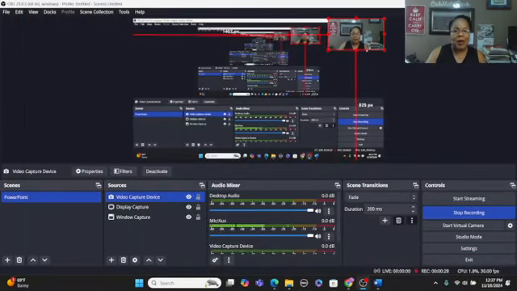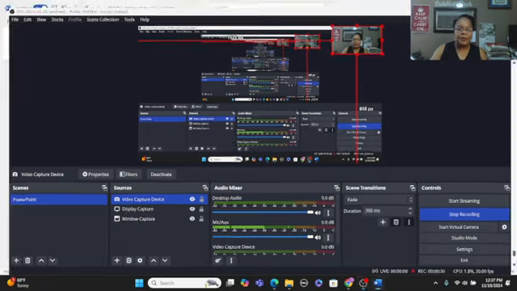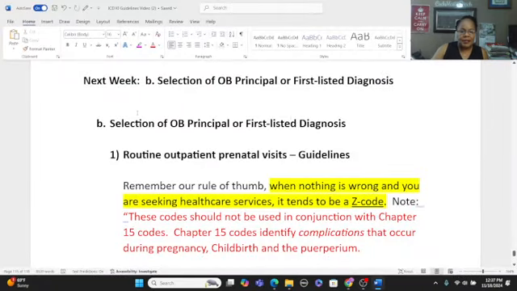As promised, I'm back. Let's review these 2025 official ICD-10-CM coding guidelines. Now I'm going to start where I stopped on the 2024 because the information hasn't changed. But let's move forward with 2025 official coding guidelines. Let me minimize my box. And let's get started. We stopped at selection of OB principal or first listed diagnoses.